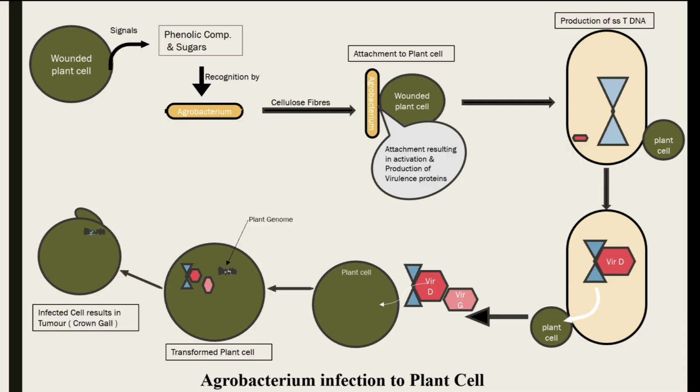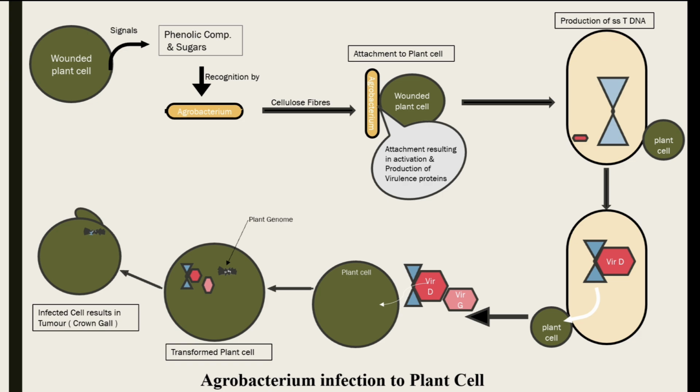Production of tDNA strand. The right and left borders of tDNA are recognized by Vir proteins, which results in the production of single-stranded tDNA, ssDNA. The ssTDNA-VirD2 complex in association with VirE2 is exported from the bacterial cell into the host cell.